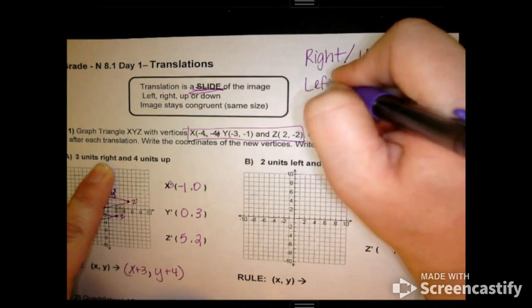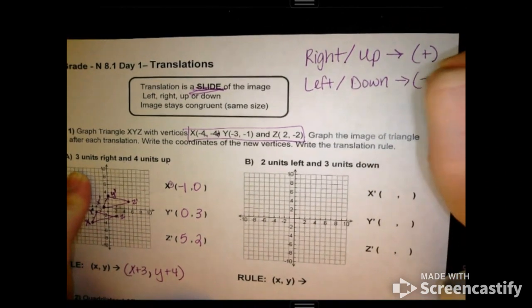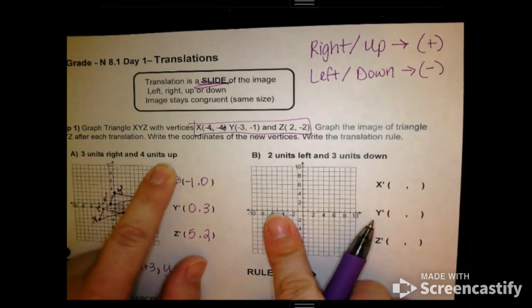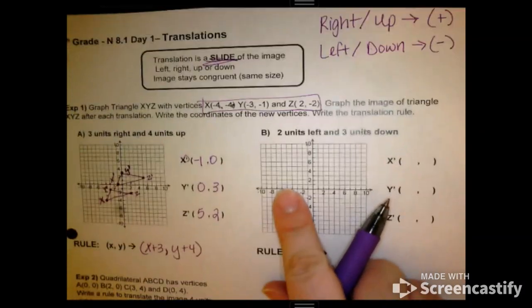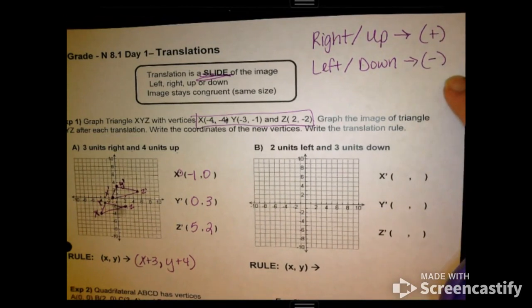So left and down means you subtract. But where'd you get the 3 and the 4 from? Right here. Right there. Oh. Okay, so I know what words tell me if I'm adding or subtracting.